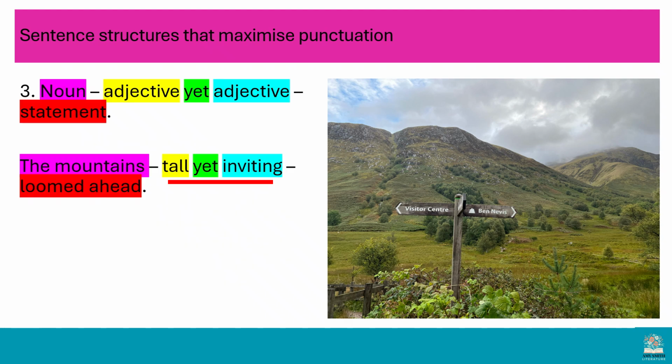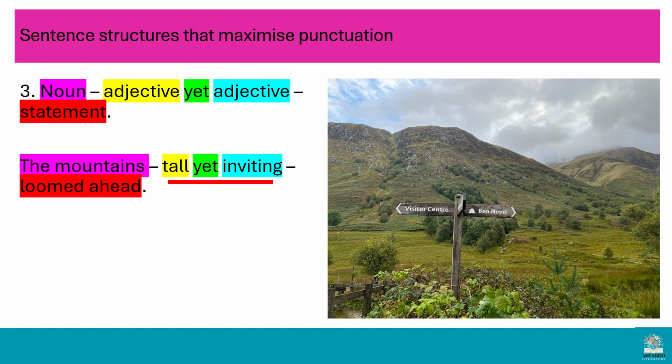Right, final example then. So this one's a bit more complicated, and we're using dashes here. So I've got a noun, the mountains, put my dash. Then I've got adjective, yet adjective. So tall, yet inviting, another dash, and then I finish my statement, loomed ahead. So here we've got the dashes in, but also I've underlined tall, yet inviting in red.